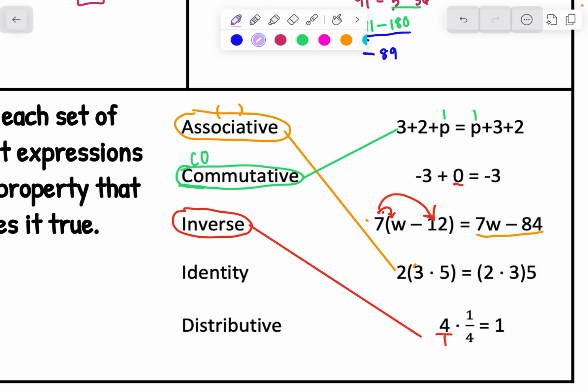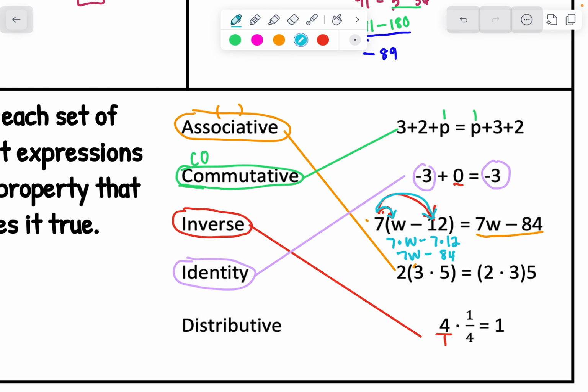And the one that's keeping its identity, -3, -3. That's my identity property. Okay, now we're going to go ahead and do the, what's the next one? Oh, distributive. Hopefully you see I kind of made the arrows on this one, right? Let's see why it's this one. I'm taking 7 and I'm multiplying it by everything that's on the inside. And I'm looking, and well, yeah, 7W minus 84. So distributive is that one right there.